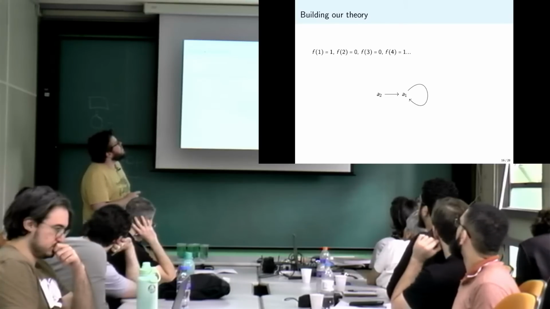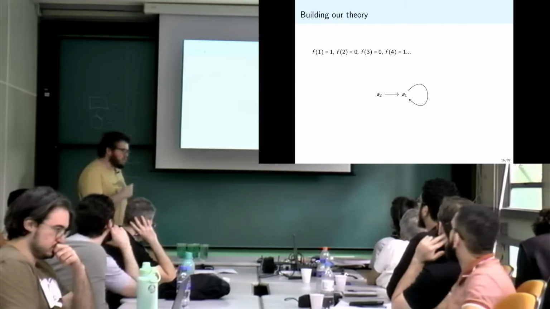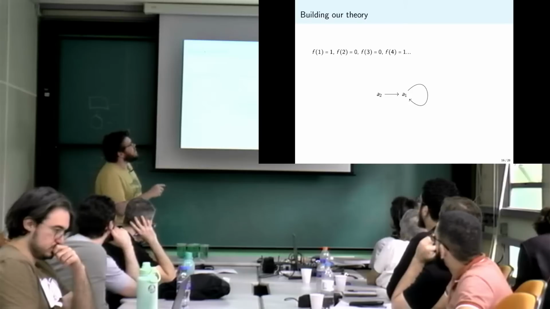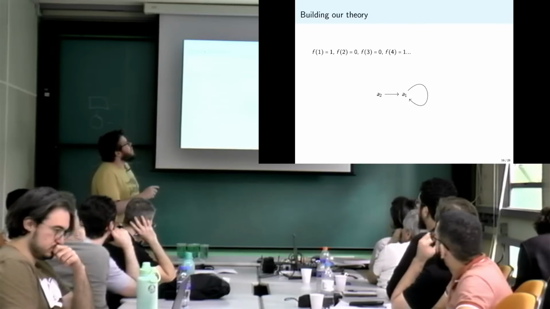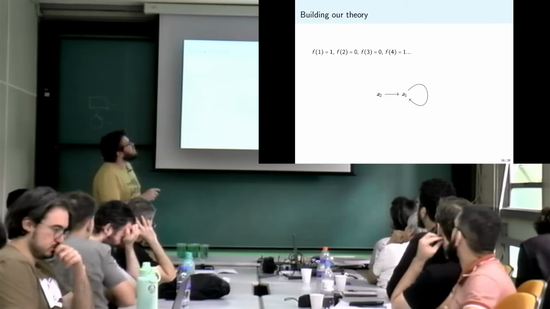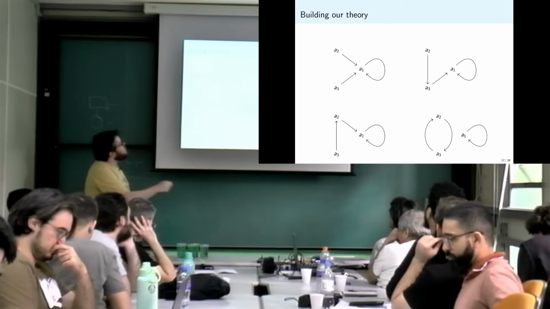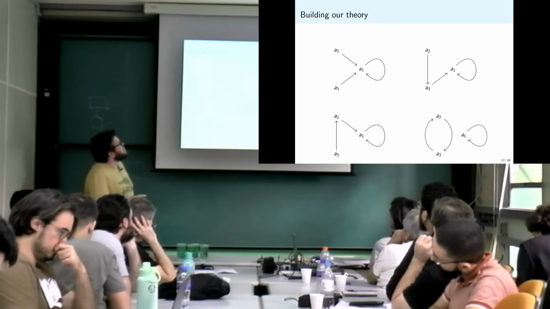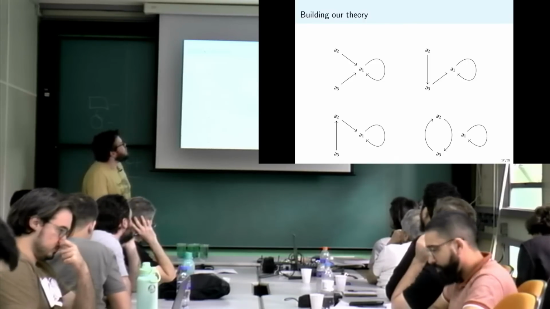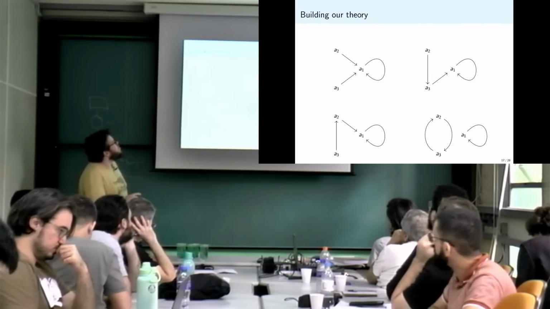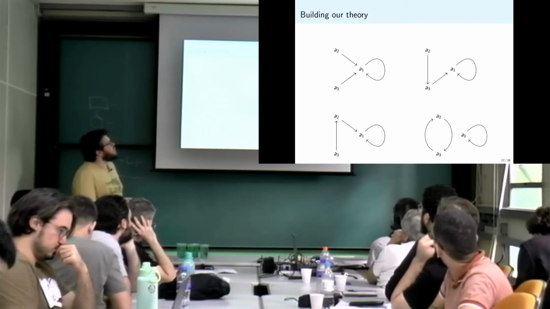Now, because the next element is 0, it means I have to add another element to our models, where the function cannot be a loop. Think of this as just a graph. I need to add another element to this graph where the arrow is not a loop. So now I have a few more options. Actually, only 3 of them are non-isomorphic. These 2 are basically the same. But all of these are models of our theory.